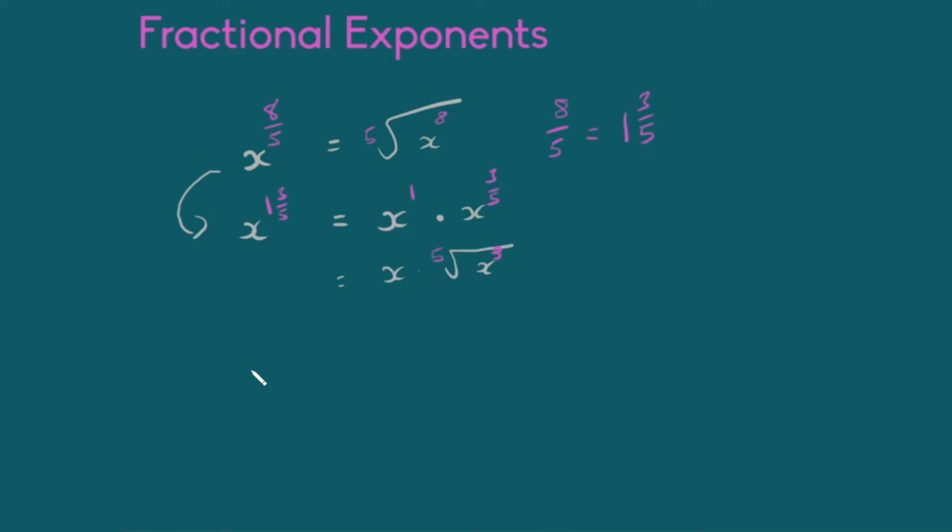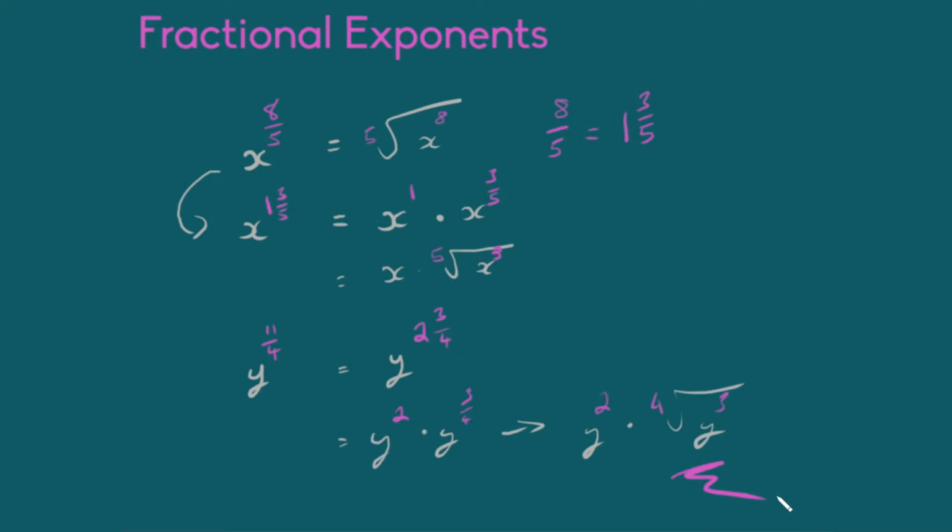So to think of another example, if we had y to the power 11 divided by 4, what could this equal? Again, we have a top-heavy fraction, so we want to rewrite it as a mixed number. y to the 11 over 4 is the same thing as y to the 2 3/4. We can split that up into y squared multiplied by y to the 3 over 4. And once we convert that y to the 3 over 4 into a surd, that's the same thing as y squared times the 4th root of y to the power 3. And again, this is a slightly neater way of understanding where we are in the scale of surds.